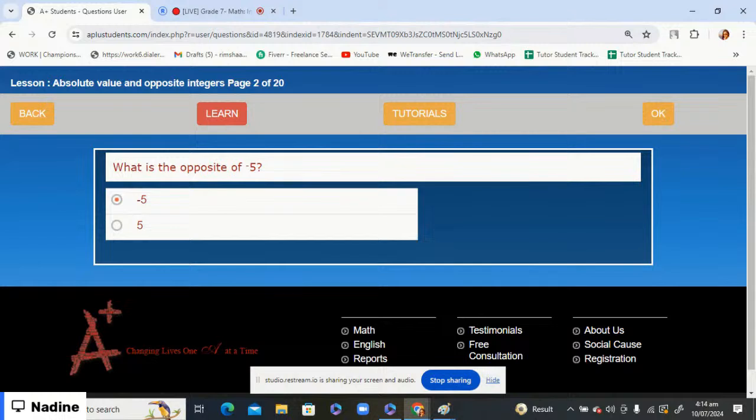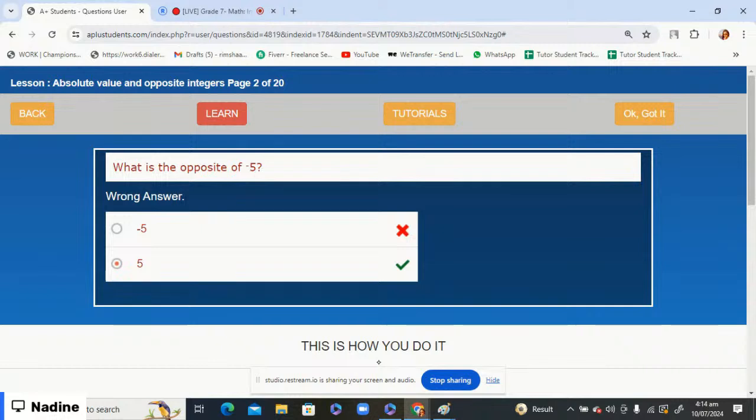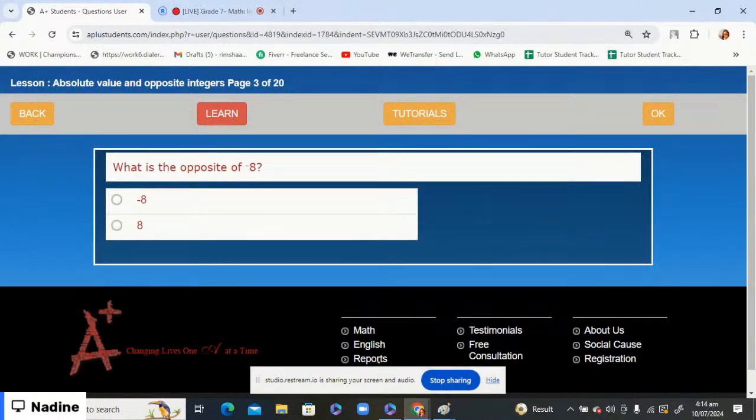So here we go with this minus 5. What is the opposite of minus 8? The opposite of minus 8 is plus 8, okay?